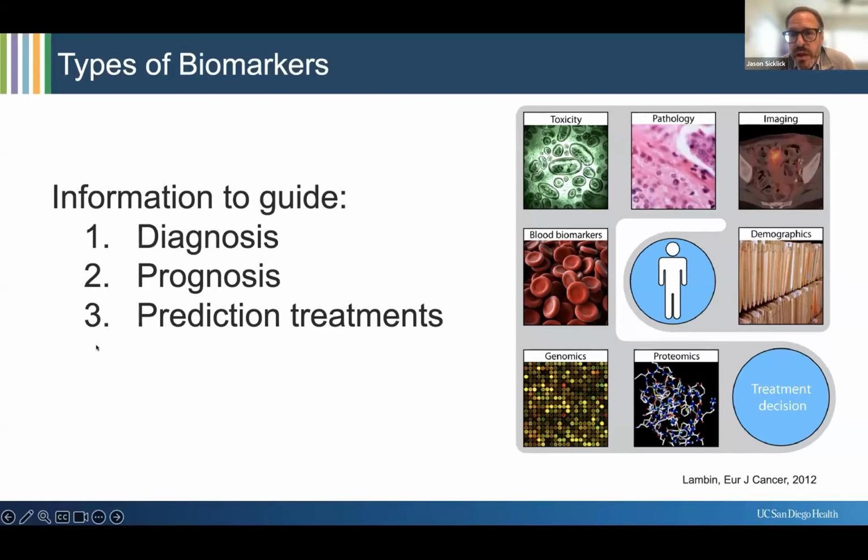Imaging, blood biomarkers, patient demographics, meaning age, sex, race, gender, etc. Genomics, meaning at the DNA level, or proteomics, meaning at the protein level. All of these factors can come together, whether individually or in combination, as part of determining biomarkers for an individual disease.